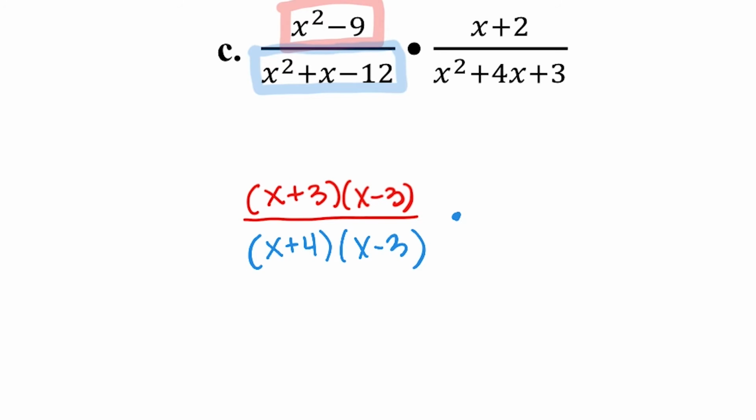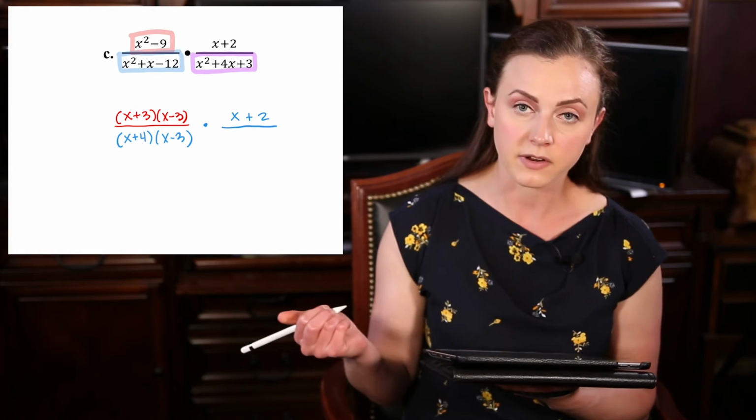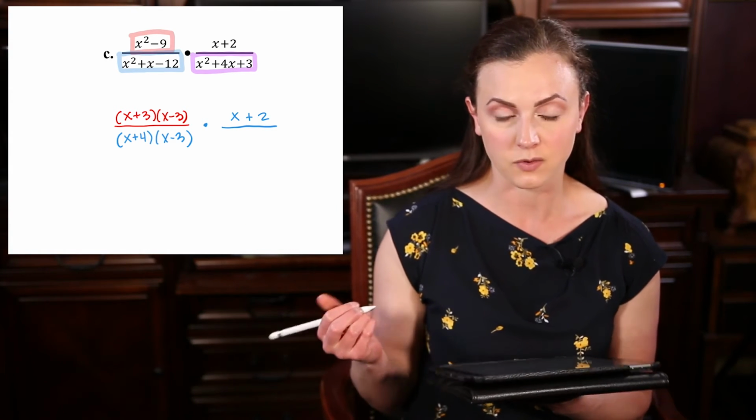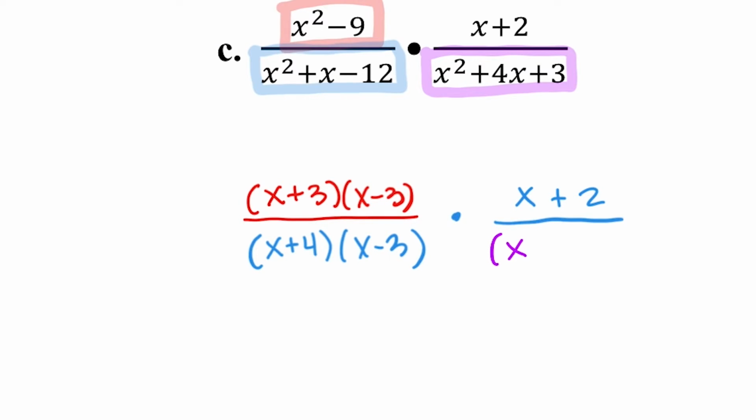We can't do anything with x plus 2, so we'll leave that alone, but we can factor x squared plus 4x plus 3. Factors of 3 that add to 4 are 3 and 1, so it would go to x plus 3, x plus 1. So if we look at what shows up on top and bottom, we have an x plus 3 on top and bottom.